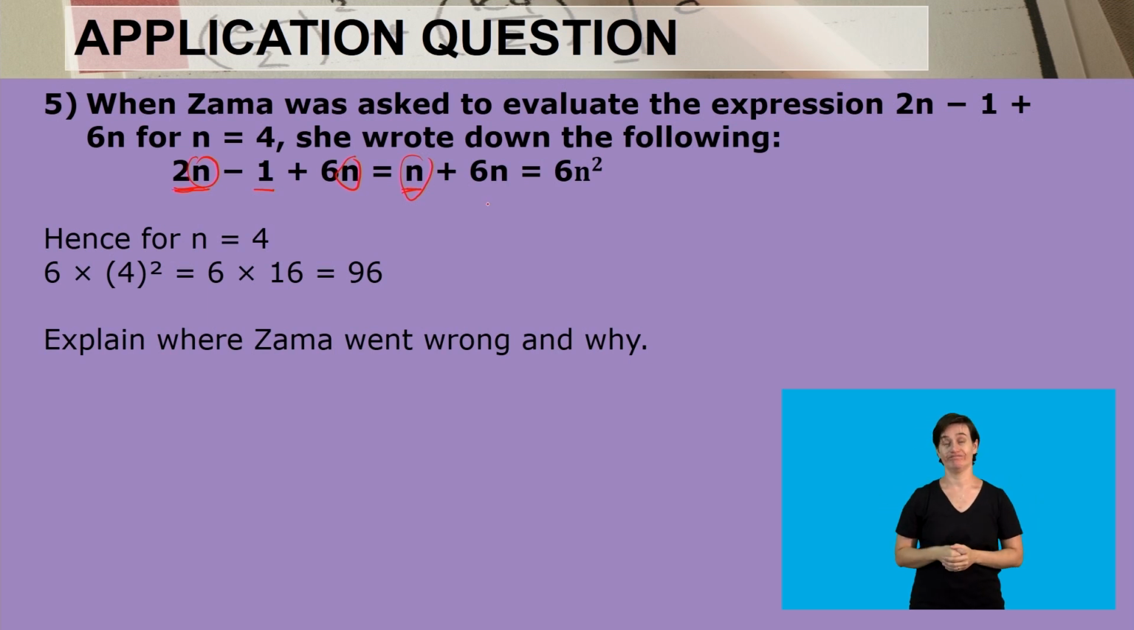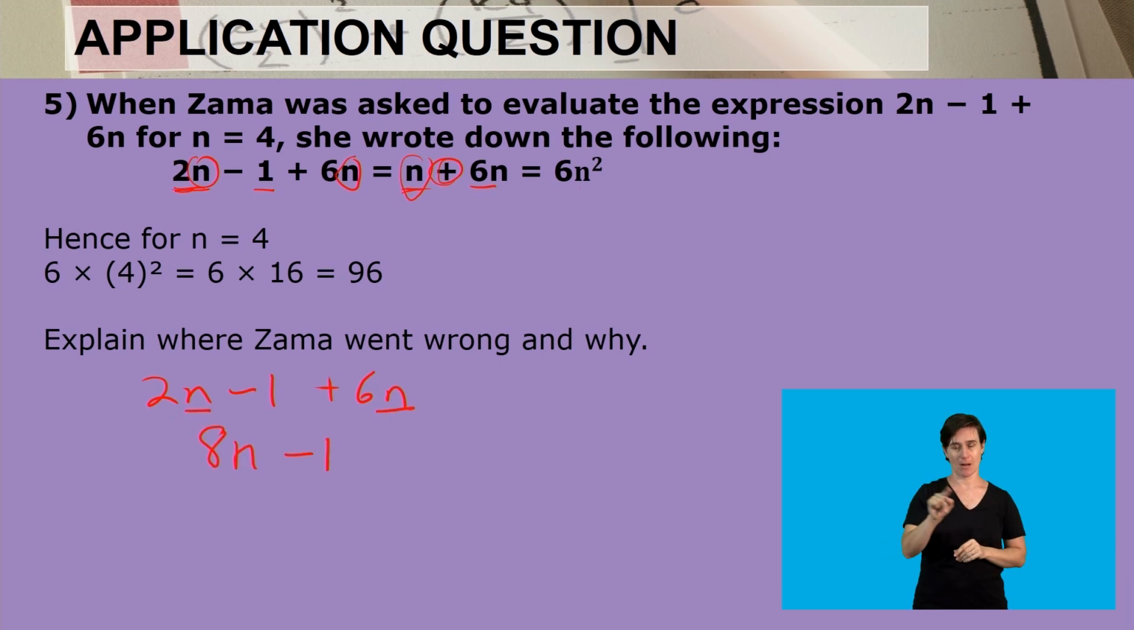Secondly, when she moved to the next step, it's n plus 6n. She multiplied the variables to get n squared, and yet the sum said add. So she made 2 mistakes in that, and that's why the outcome is wrong. This is what she should have done. It should have been 2n minus 1 plus 6n, which was supposed to be adding the like terms, and it would be 8n minus 1.